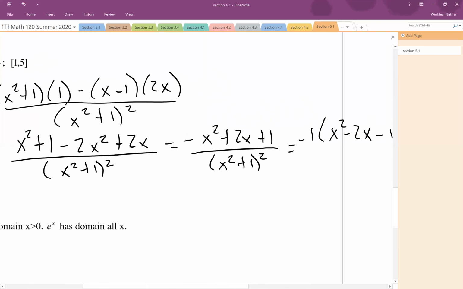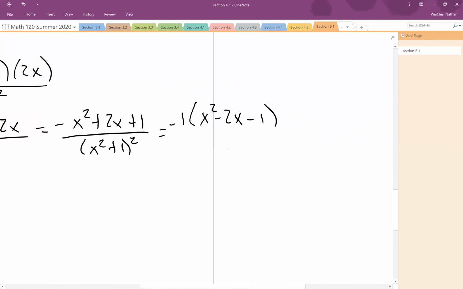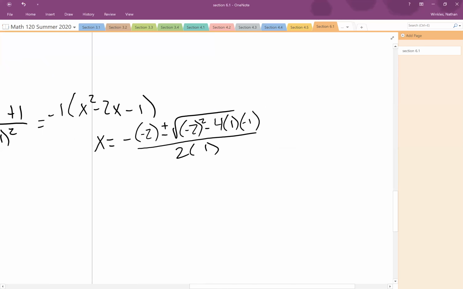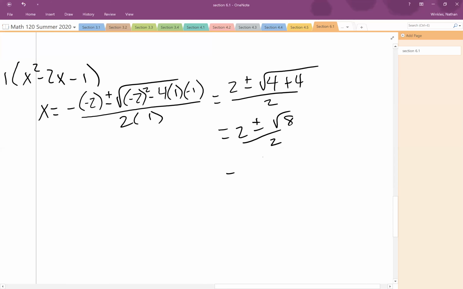With this, we could do the quadratic formula. So x equals negative b plus or minus the square root of b squared minus 4 times a times c, all over 2a. So this gives us 2 plus or minus the square root of 4 plus 4 all over 2, which is 2 plus or minus square root of 8 all over 2. Simplifying, we get 1 plus or minus root 2.